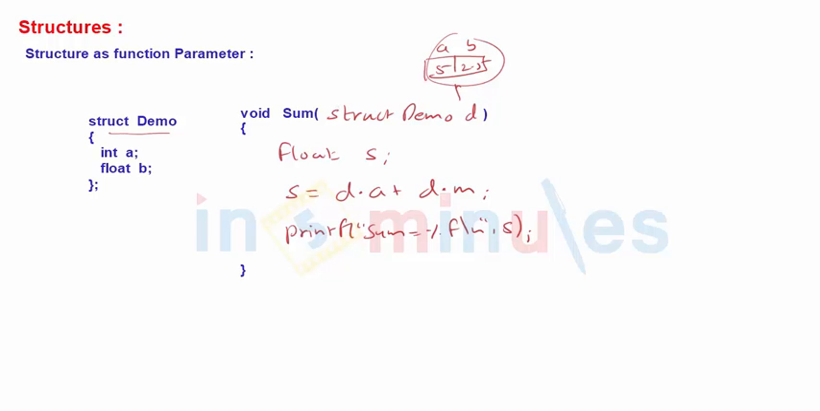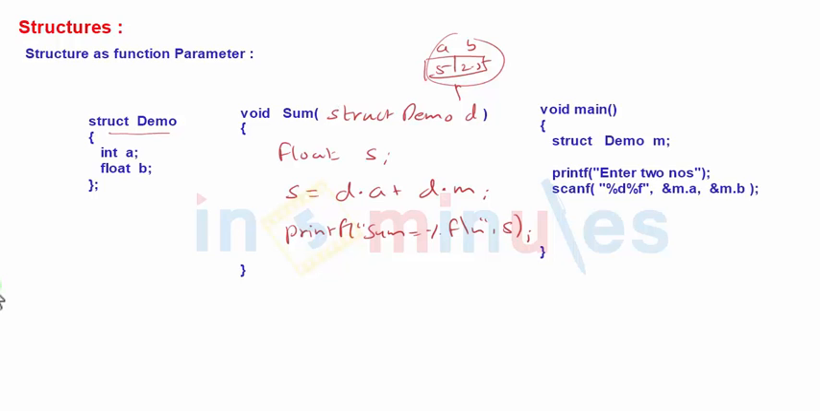Now how to call it from main? To call it from main, we write void main. Now obviously since we want to call this function and give it a structure as a parameter, we need to have a structure variable in main. So in main, first we define m as a structure variable. Obviously it will have its own a and b members. Then we'll write printf and scanf to input data for m.a and m.b. So suppose the input was 5 and 2.5.